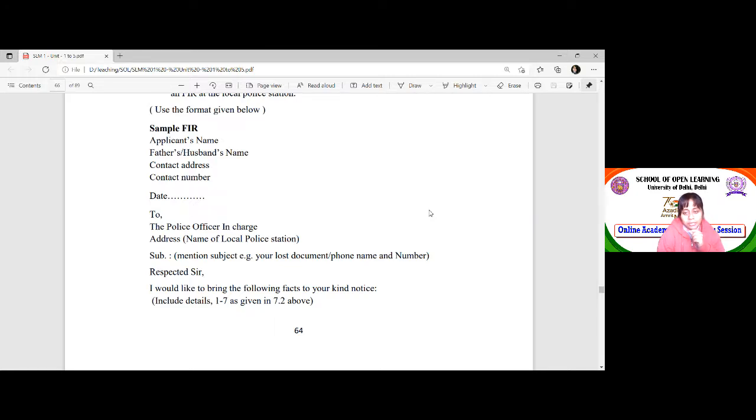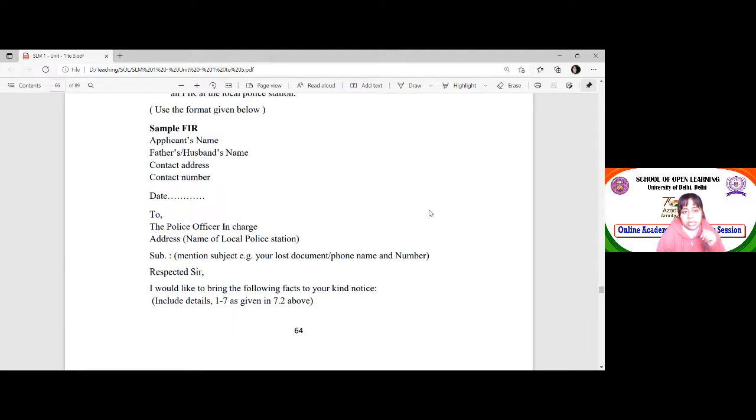So this complaint can be anything. It can be a lost document, it can be a lost phone, it can be something more serious. But an FIR is first and foremost mostly lodged for a lost item or some petty theft, or say in the metro someone stole your wallet or someone stole your phone, etc. So this is where you need a first information report.